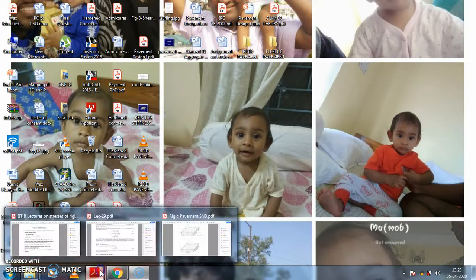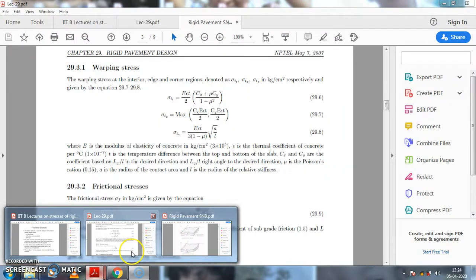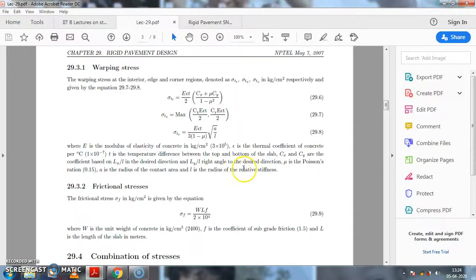Hello everyone. So in this lecture I am going to discuss the warping stage. I think everyone knows what the warping stage is. Basically, in the warping stage you have to find the stresses at the interior, edge and corner regions. First of all, let us start with what the warping stage is.